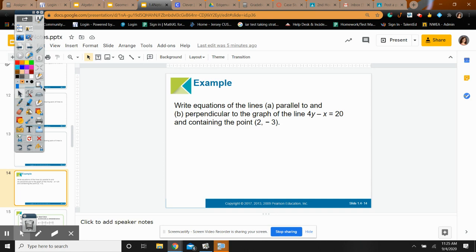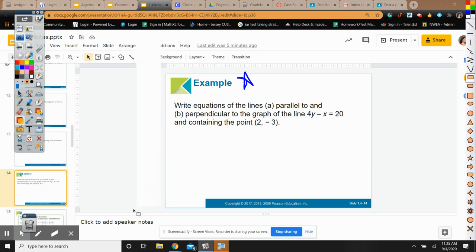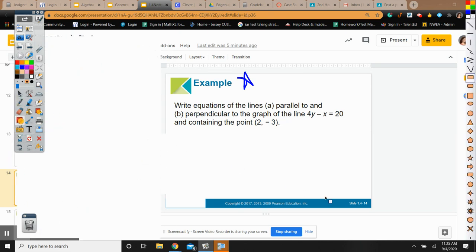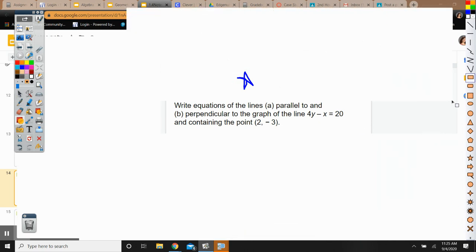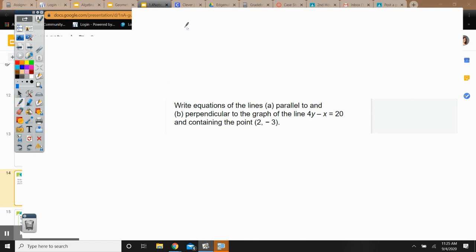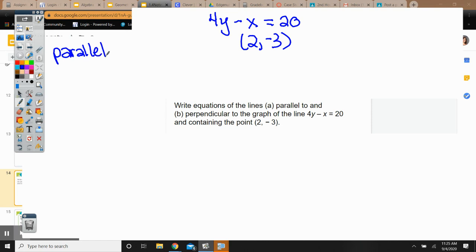Okay, this will be on your test or something similar, and kids kind of struggle with this. We are going to write equations of a line that is parallel and perpendicular to this one. So the problem is they're asking us to do a lot of things at once, and we need to get a little bit organized. First, they're giving me this line, and they're also giving me a point, (2, -3). And they want one that's going to be parallel, and one that's going to be perpendicular.